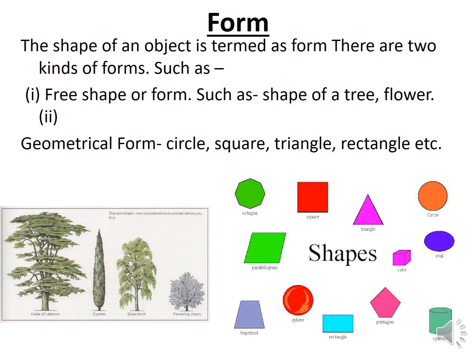Now the shape of an object is termed as form. Form is of two types. One is free form. Any kinds of free form is like tree, building, human, flower, anything is under free form. And the geometrical form is like squares, circles, triangle, rectangle, etc.